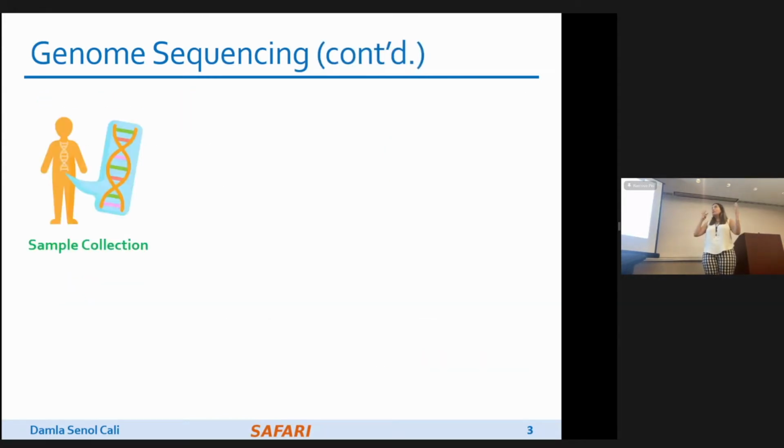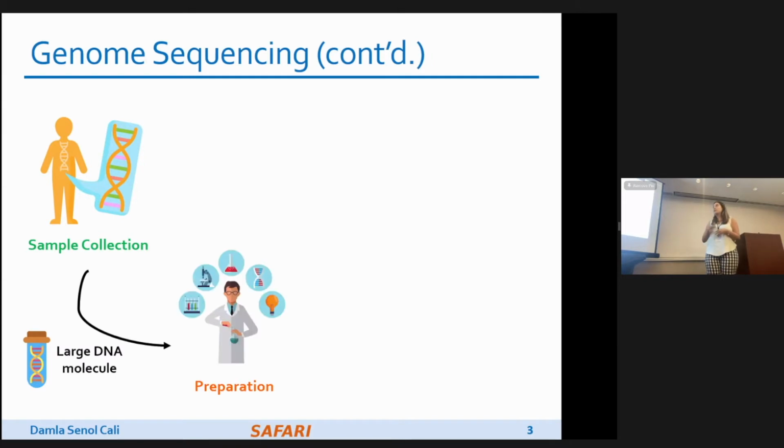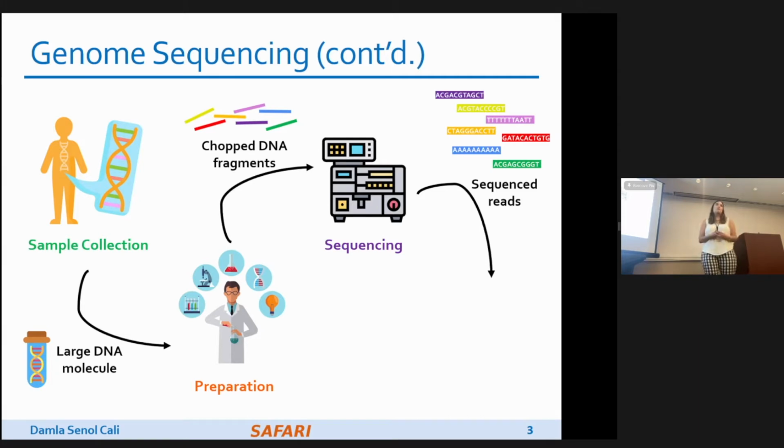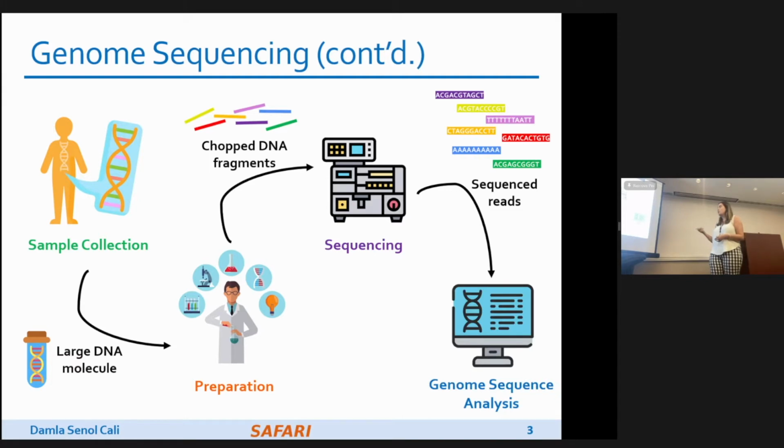When we look at how it works from start to end, we start with a sample collection, get the DNA molecule out of it, and it goes through a wet lab preparation process, and then we extract those chopped DNA fragments. Then we feed these into sequencing instruments, like the names of the companies producing these technologies that you are hearing today, and they produce those sequence reads, which are those randomized smaller fragments. And in order to get the meaningful information that we want out of this process, we have to go through a process called genome sequence analysis.